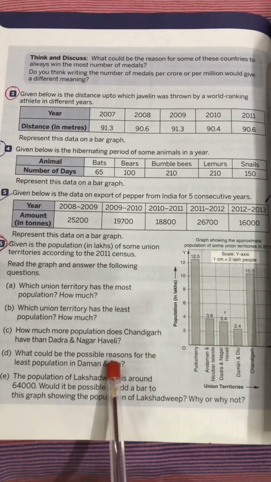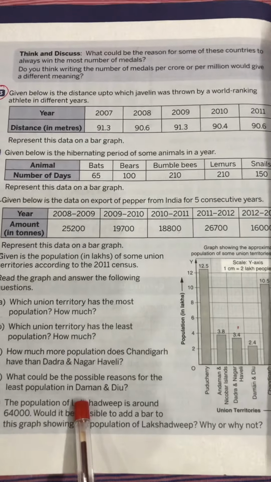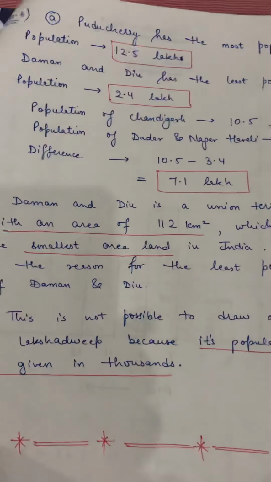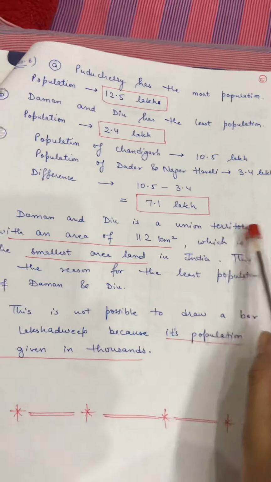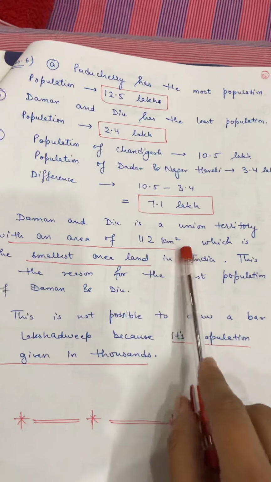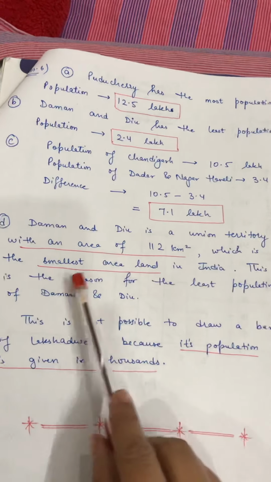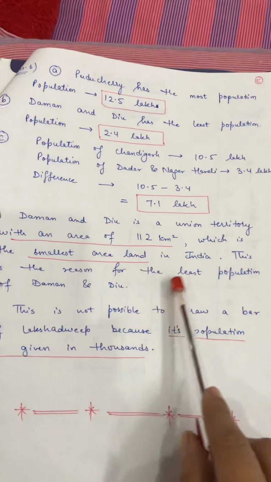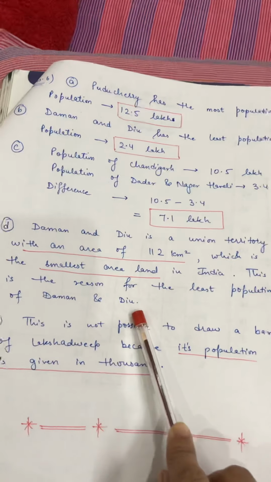Next is, what could be the possible reasons for the least population in Daman and Diu? So you can write this reason, that Daman and Diu is a union territory with an area of 112 square kilometers, which is the smallest land area in India. This is the reason for the least population of Daman and Diu.